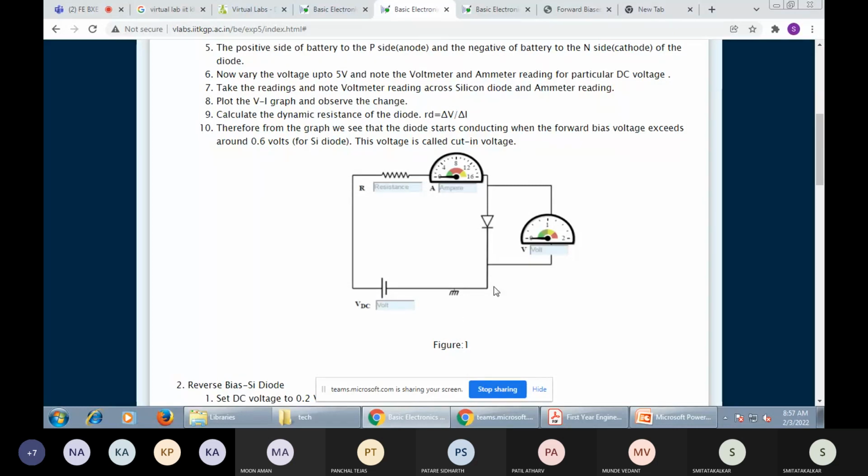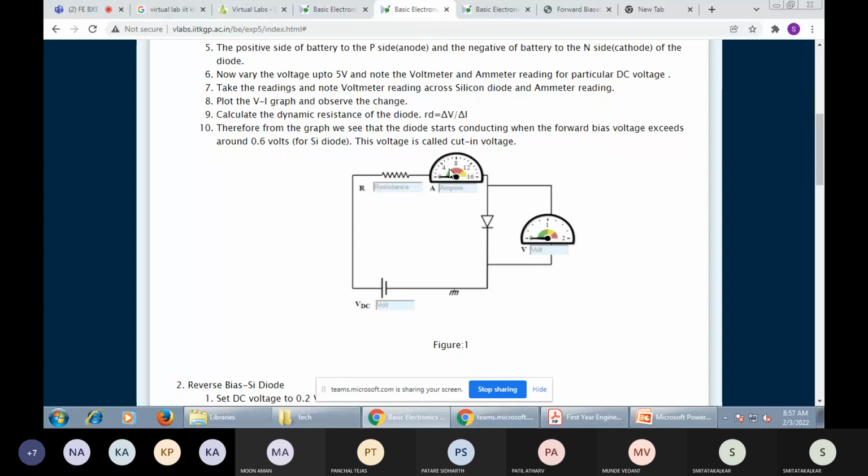This is the circuitry. The voltmeter is connected in parallel with the diode. This is the voltmeter, you can measure the voltage. आपण voltmeter नि काय करणार आहोत? Voltage measure करणार आहोत. And this is connected in parallel with the diode. हा parallelly connect आहे diode ला.